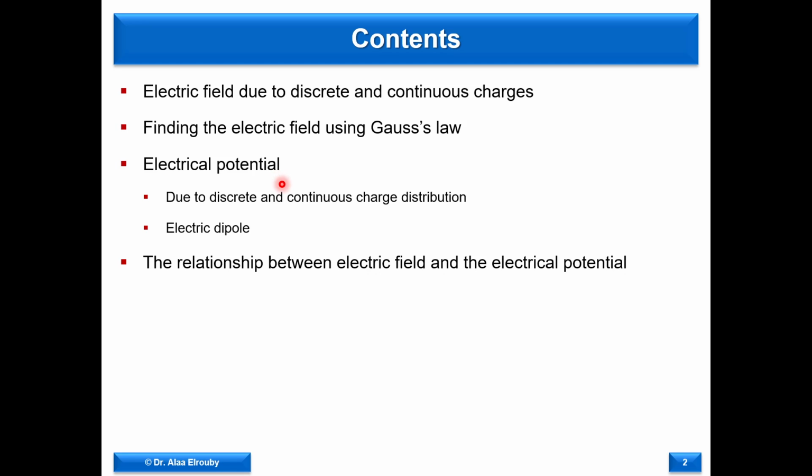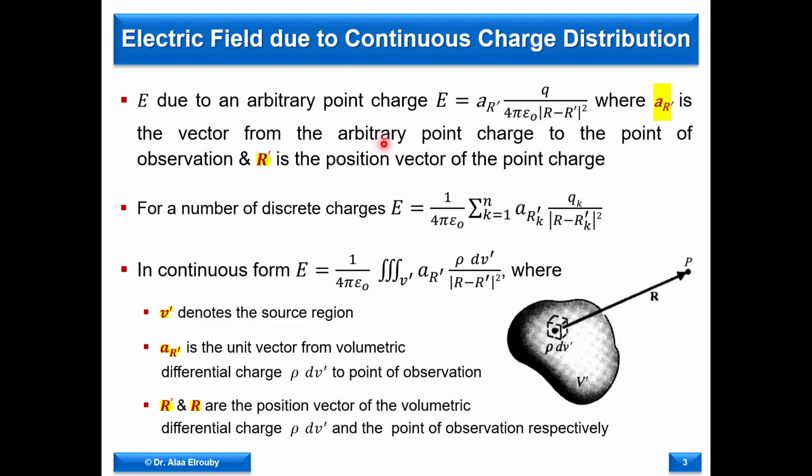So for the first part of the lecture, we'll be talking about finding the electric field due to a distribution of electric charge, either discrete or continuous. For the continuous one, we'll be using Gauss's law. Okay, just as a reminder about the law of the electric field that we concluded last lecture.